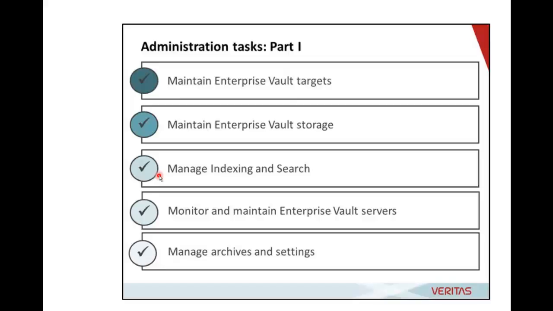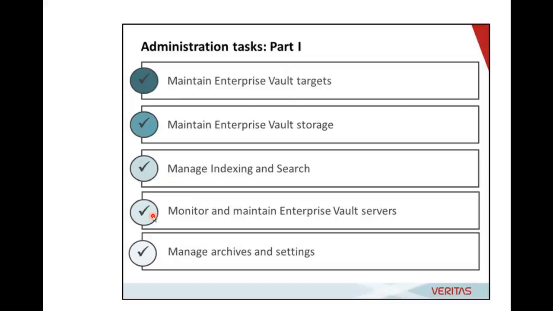Enterprise Vault indexes items when they are stored. This enables users to perform searches on archives for specific items. Administrative tasks associated with managing indexing and search include using index monitors, using indexing tools to maintain indexes, and enabling Enterprise Vault search. Index maintenance may also involve reorganizing or rebuilding the indexes on the most heavily used tables.